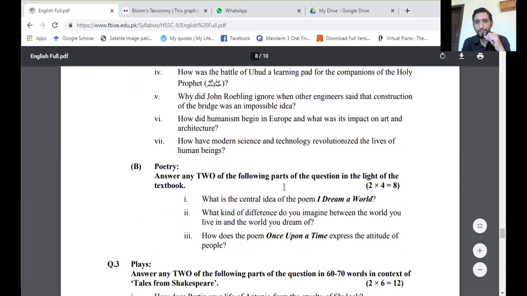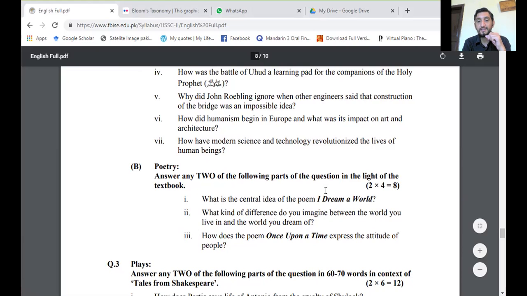Then here comes your poetry section. Here you have to answer 2 questions out of 3. So what kind of questions are asked? What is the central idea of the poem? Central idea. What kind of difference do you imagine between the world you live in and the world you dream of?